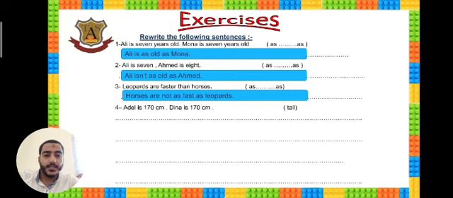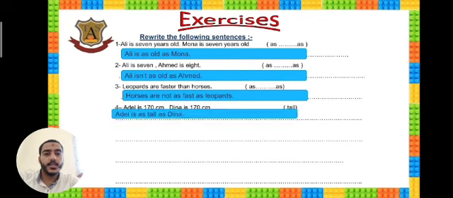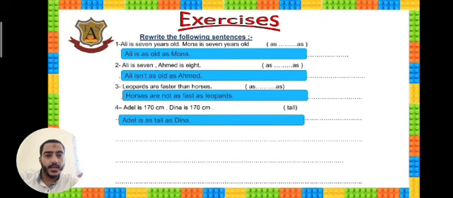Adil is 170 centimeters. Dina is 170 centimeters. They have the same length. Okay, so use the word tall, the adjective. What will you do? Nice, very good. Adil is as tall as Dina. Adil is as, the adjective tall, plus as Dina. Okay?